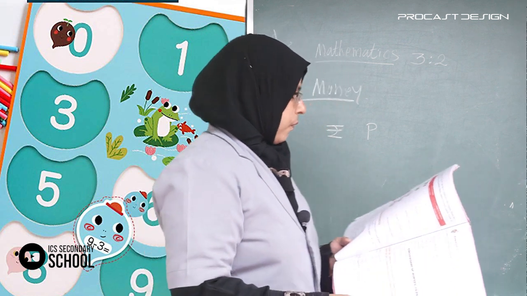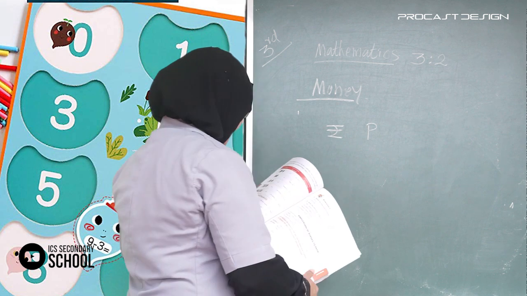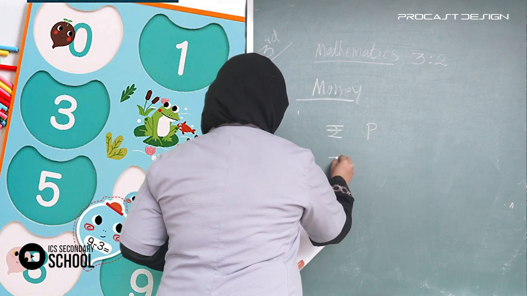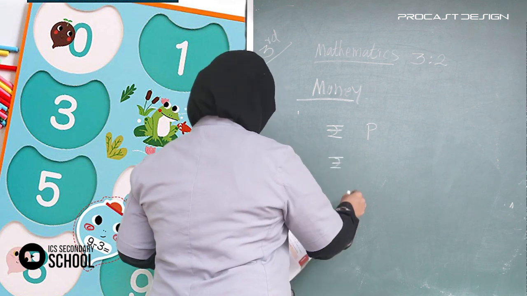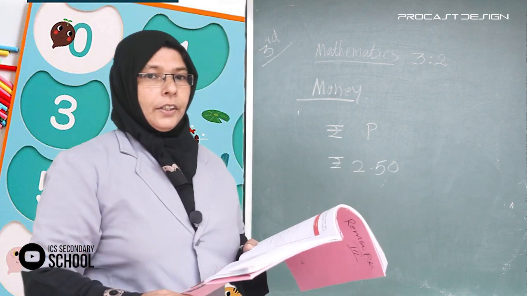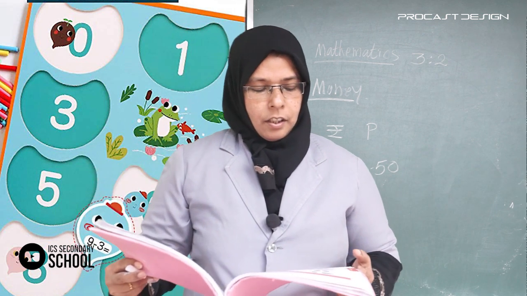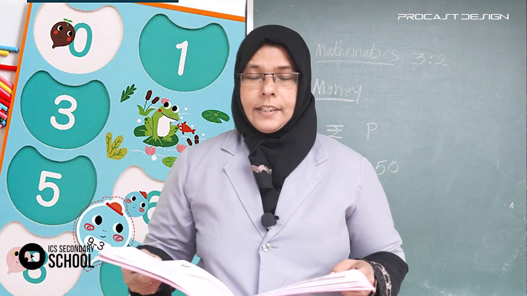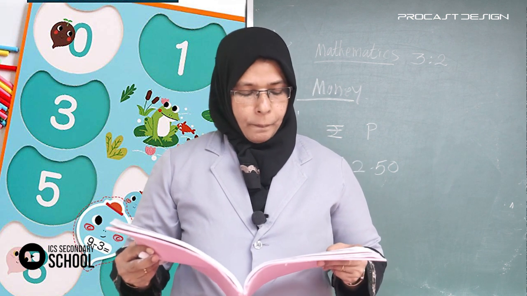Note that paise is always written as a 2 digit number. Listen. 2 rupees 5 paise is Rs 2.05 and 2 rupees 50 paise is Rs 2.50. Okay. Do you understand? Yes. Very good. Some examples are in your textbook. All of you read it and write it in your notebook.